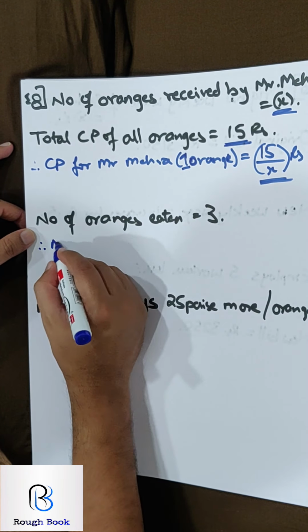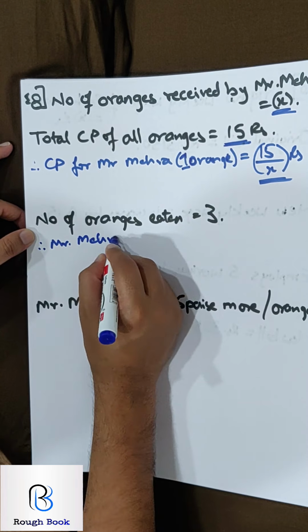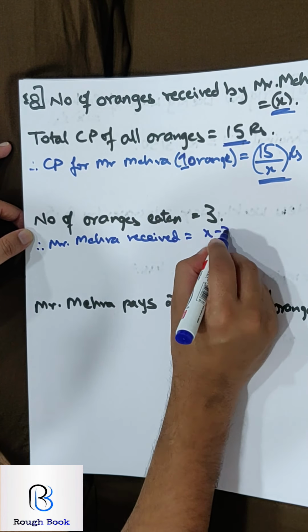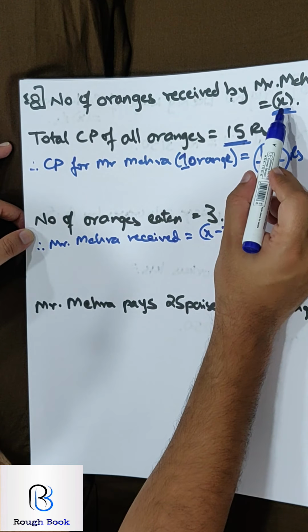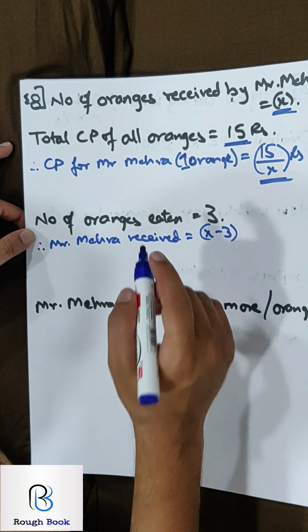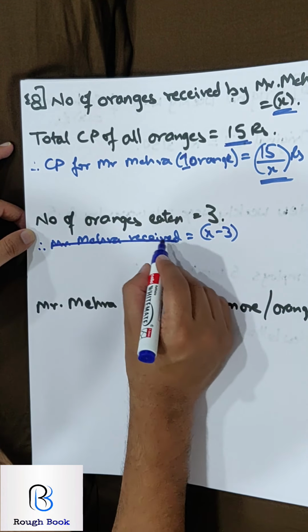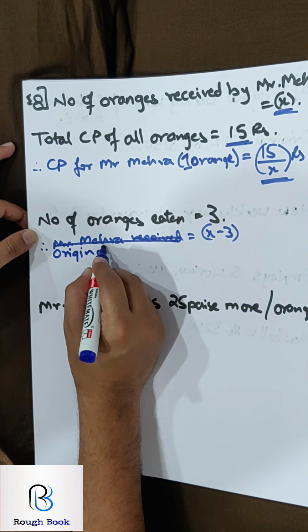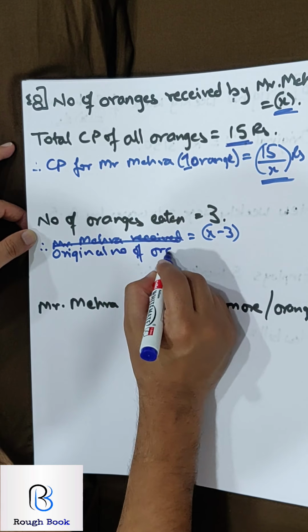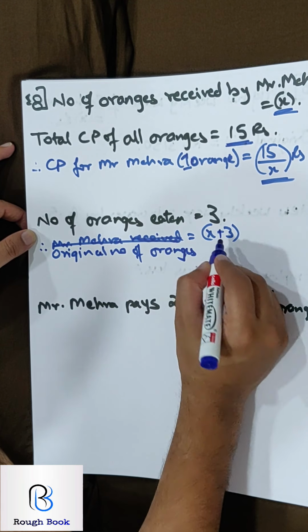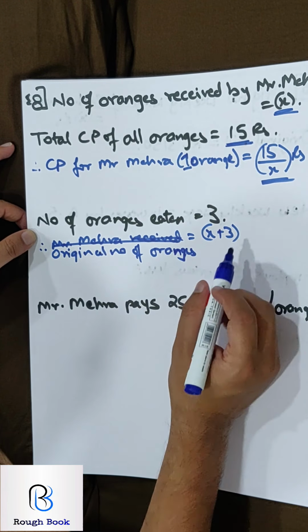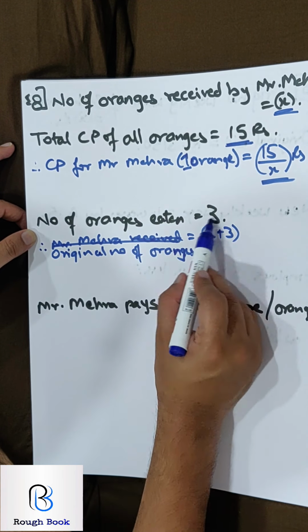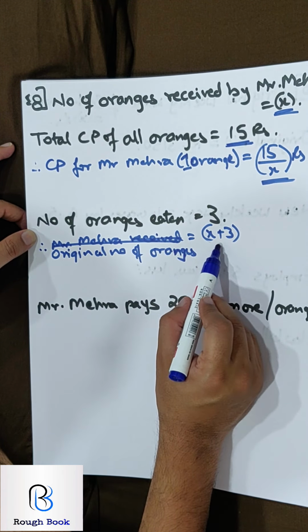Further, number of oranges eaten. So therefore Mr. Mehra received how many oranges? x, because x is this. So how many oranges were originally bought? So this is the wrong statement here. Original number of oranges will be x plus 3. Yeah, because x is the number of oranges Mr. Mehra received, 3 were eaten. So total oranges are x plus 3.